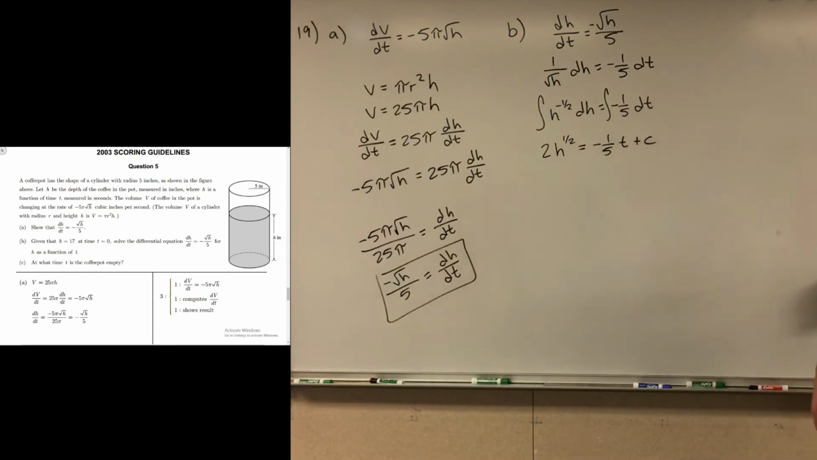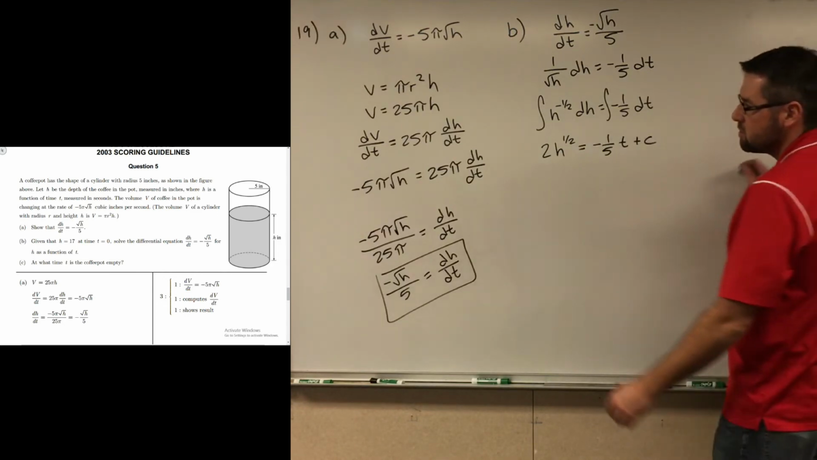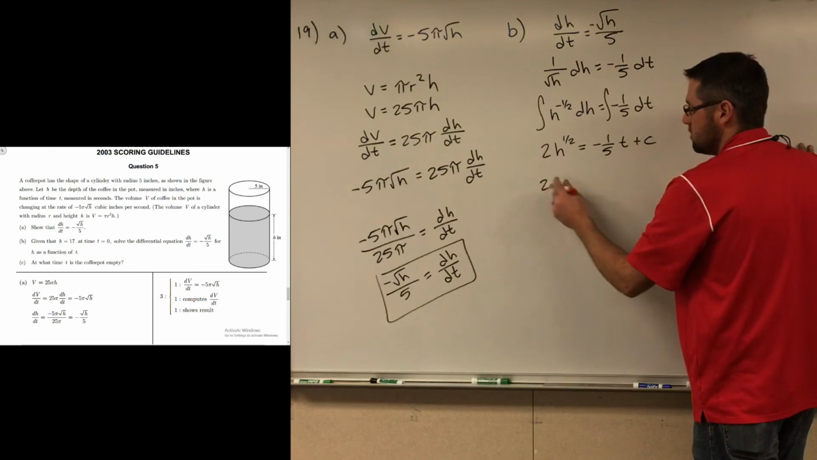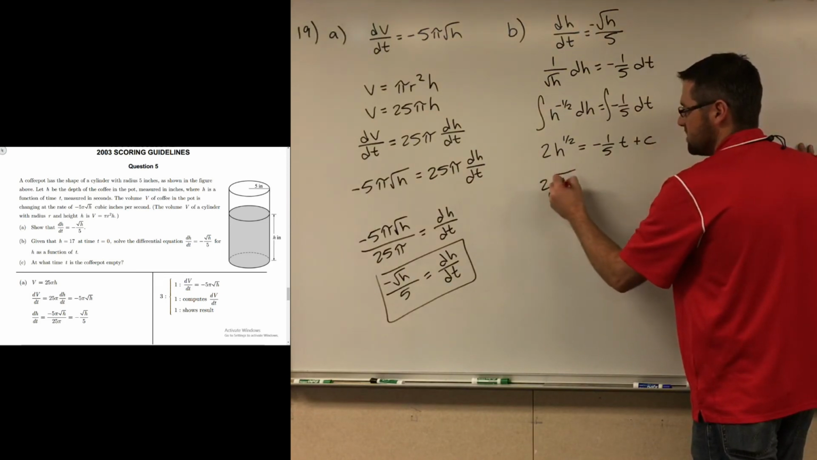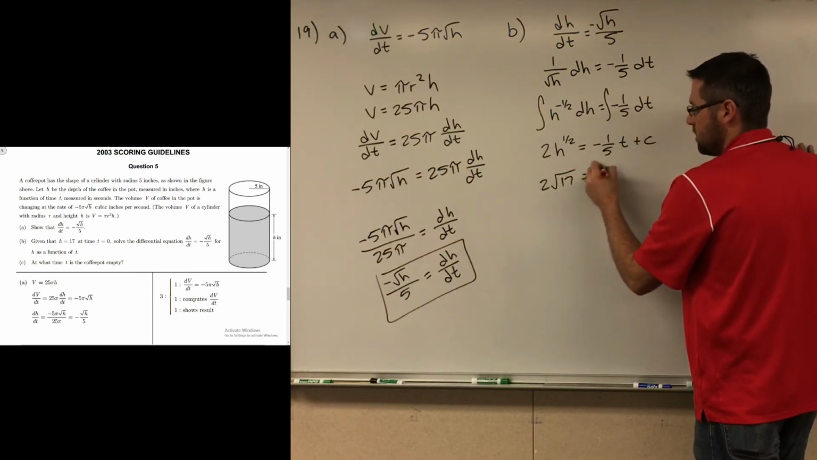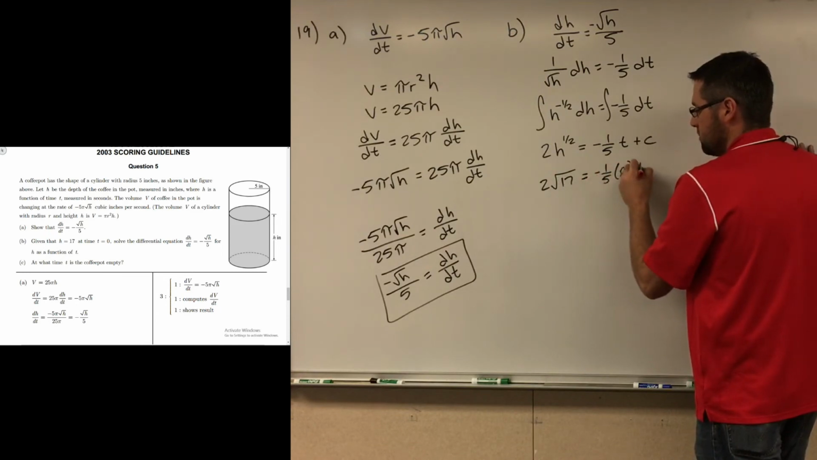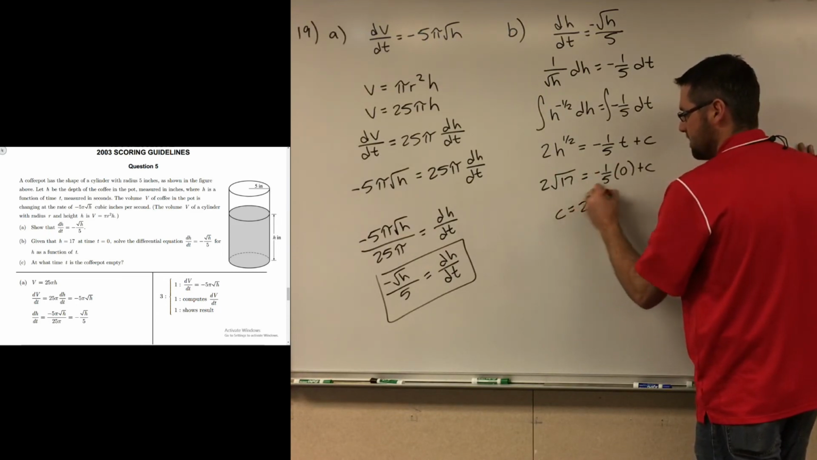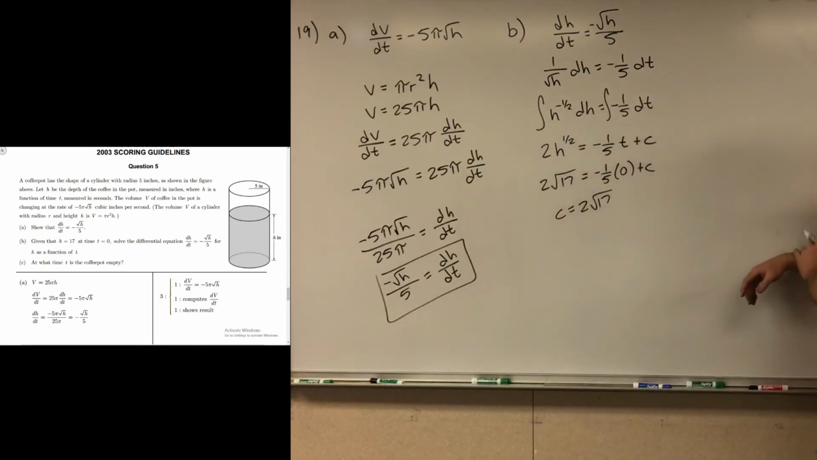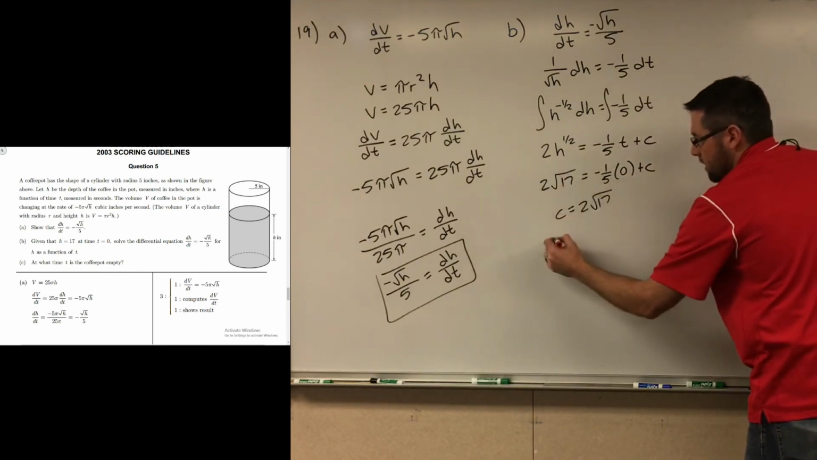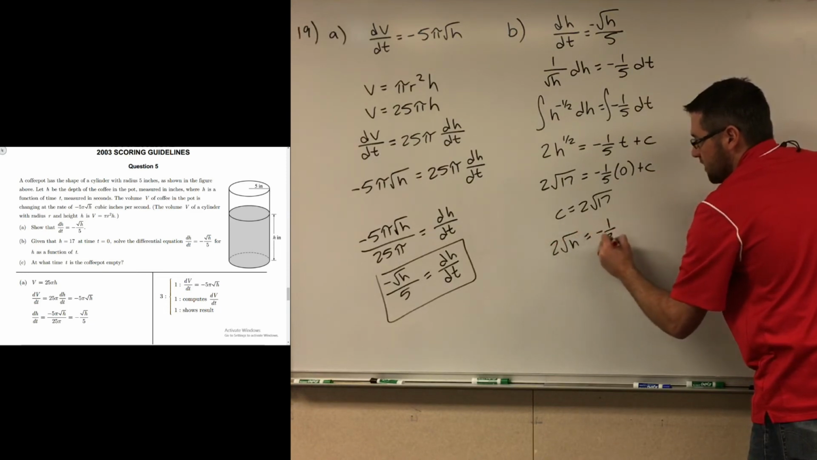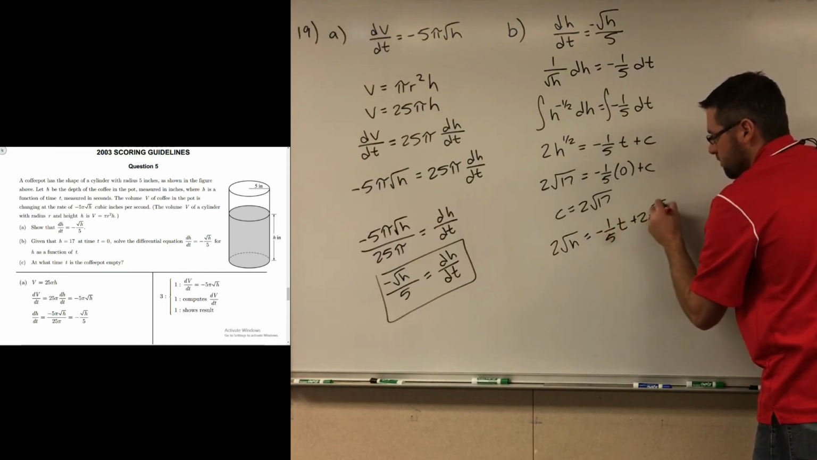And now we have an initial condition of (0, 17). So it's going to be 2 radical 17 equals negative 1/5 times 0 plus c. So c equals 2 rad 17. Now what? Isolation. So we got, no, I'll plug it back in first. So you got 2 rad h equals negative 1/5 t plus 2 rad 17.